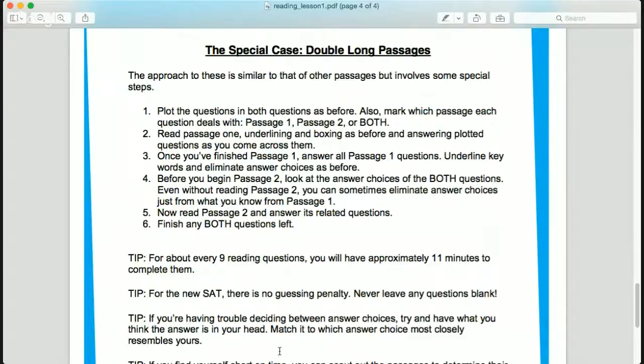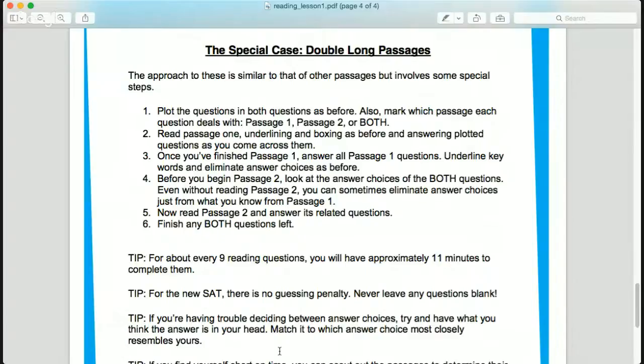Read Passage 1, underlining and boxing as before, and answering plotted questions as you come across them. Once you've finished Passage 1, answer all Passage 1 questions. Underline key words and eliminate answer choices as before. Before you begin Passage 2, look at the answer choices of both questions. Even without reading Passage 2, you can sometimes eliminate answer choices just from what you know from Passage 1. 5. Now read Passage 2 and its related questions, and answer its related questions. 6. Finish any both questions left.